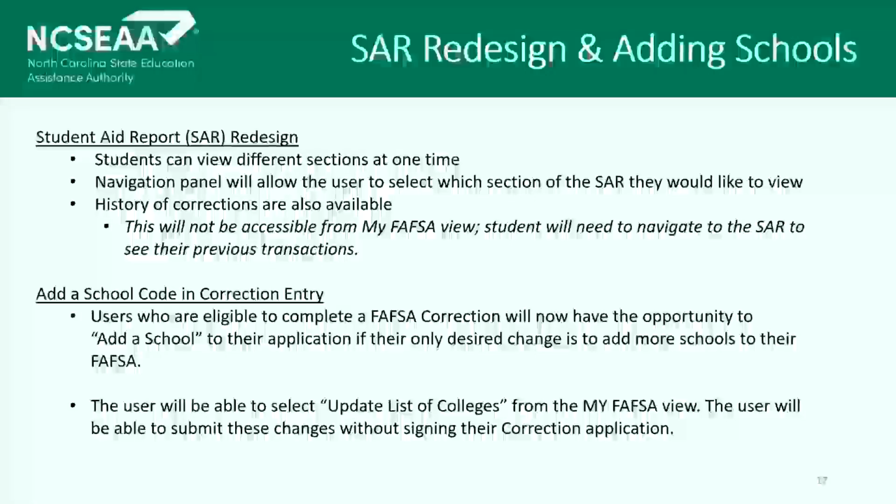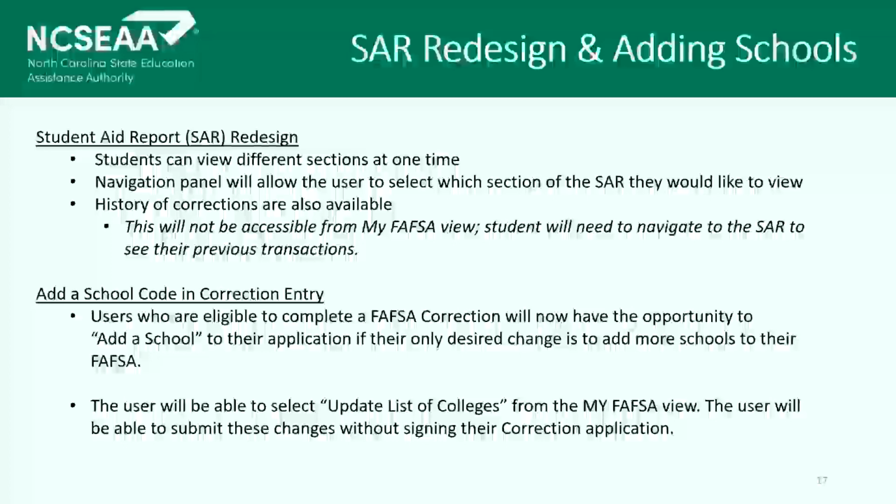Under the Student Aid Redesign and Add-in School Code section, the Student Aid Report is also called a SAR. There has been a redesign. The Student Aid Report is basically a summary of all the information that a student provided on their financial aid application. Once it has been submitted, students can go in and view their Student Aid Report, and it will also have a comment section if the student needs to make any changes. That information will be displayed in the comment section to have a student go in and revise or make corrections to the application if required.